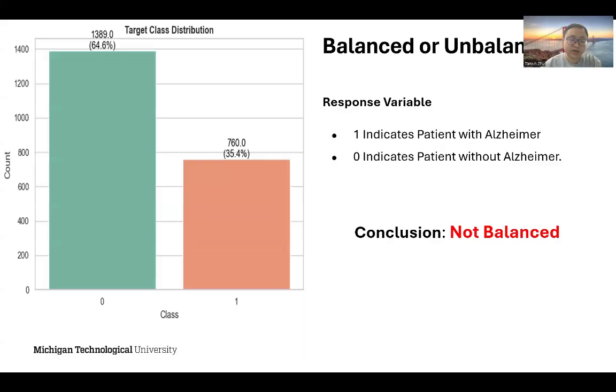Before modeling, we checked the class distribution. As shown on this slide, patients without Alzheimer's disease are more numerous than those with the disease, so the response variable is imbalanced. This can bias models towards the majority class. So class balance is something we must keep in mind when training and evaluating.